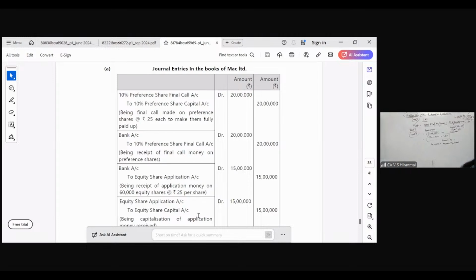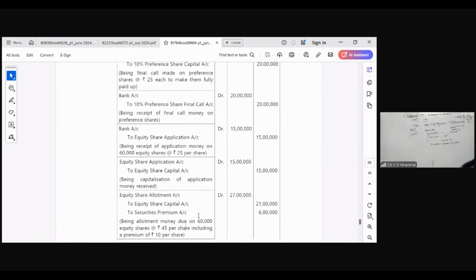Now come a little down. Now when you come down, allotment also they are doing, correct? But allotment has the premium value. What does the allotment have? It has the premium value. So what is the premium value, all of you? Please look at this particular thing. The premium value is 60,000 shares into 10 is the premium. So 6 lakhs is the premium. And then 60,000 into 45, the total value 27 lakhs comes directly to share allotment. And share capital is the face value. What is the face value, madam? 60,000 into 35 rupees is the face value.